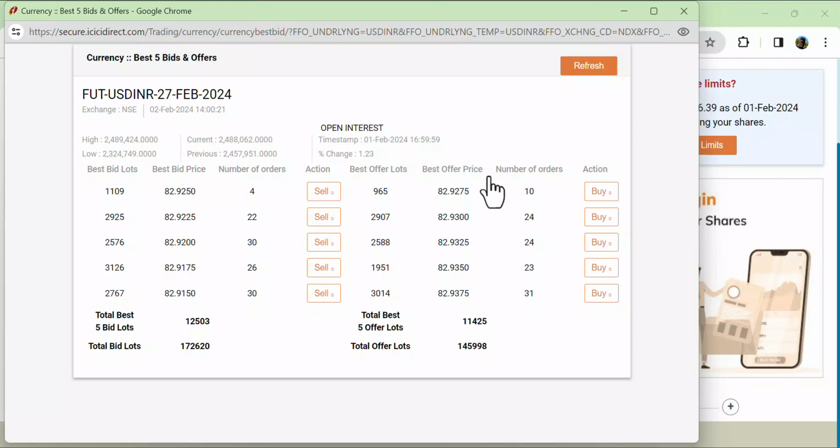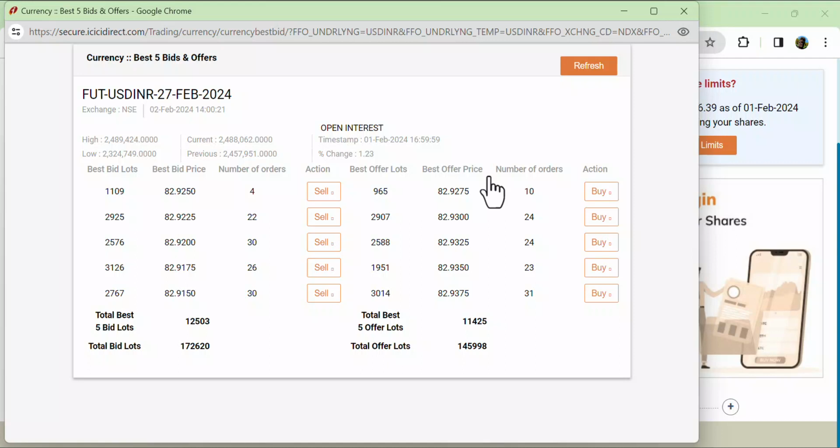Okay. So you will have the best bid. That means there is a person who has placed 4 orders for how many lots? 1,109 lots. Of course, there can be one person, there can be 2 persons or any number at 82.9250. So somebody has placed the order by putting a limit price of 82.9250. Okay, fine. Then the second one, there are 2,925 lots. Somebody is trying to buy at 82.9225.